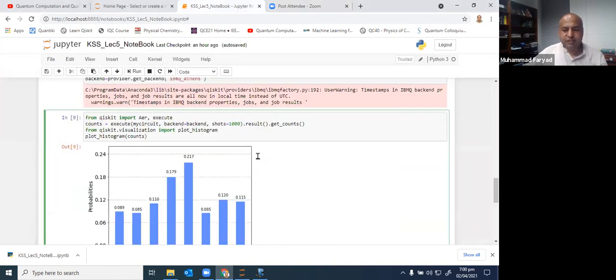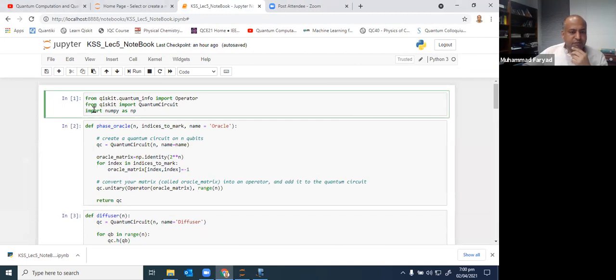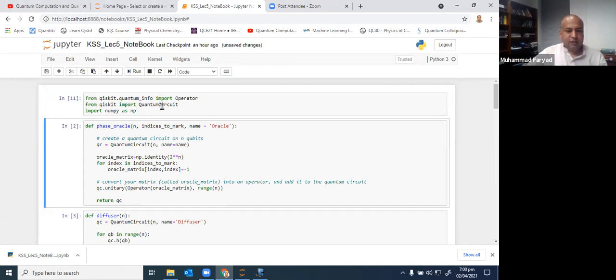So I have already shared this notebook with you, and the first input is just importing different things like operator, quantum circuit, etc. And let me execute this one. And in the next cell, you see I have defined the phase oracle. And I hope that you can see that this definition of phase oracle is very easy.